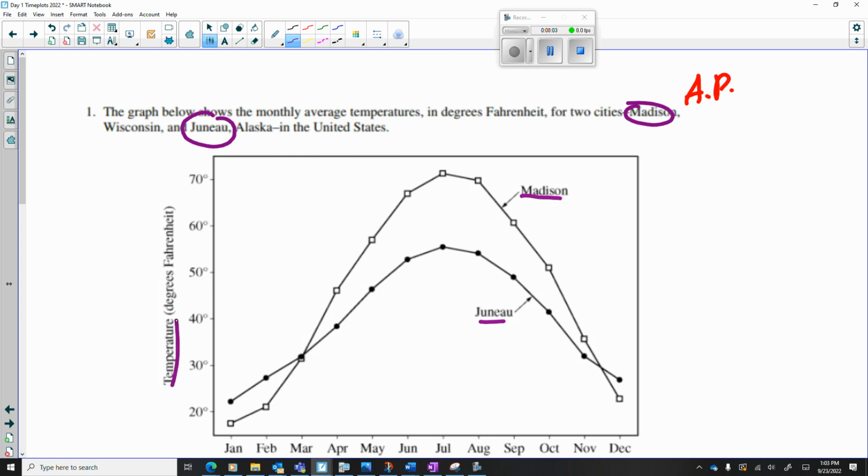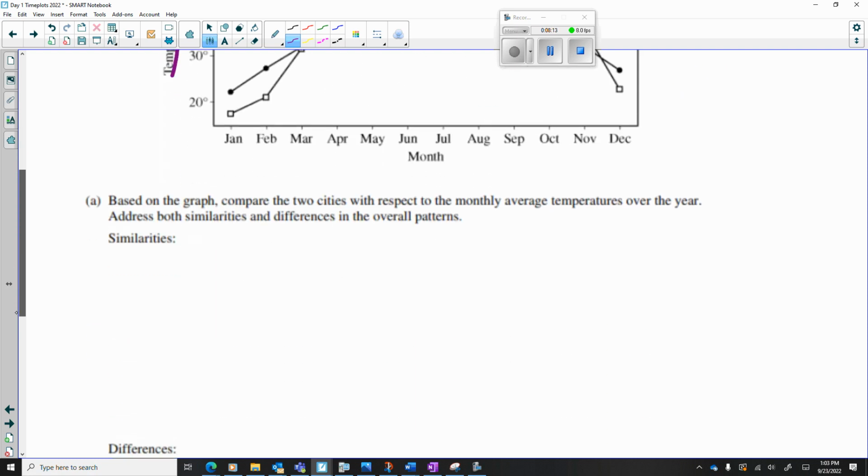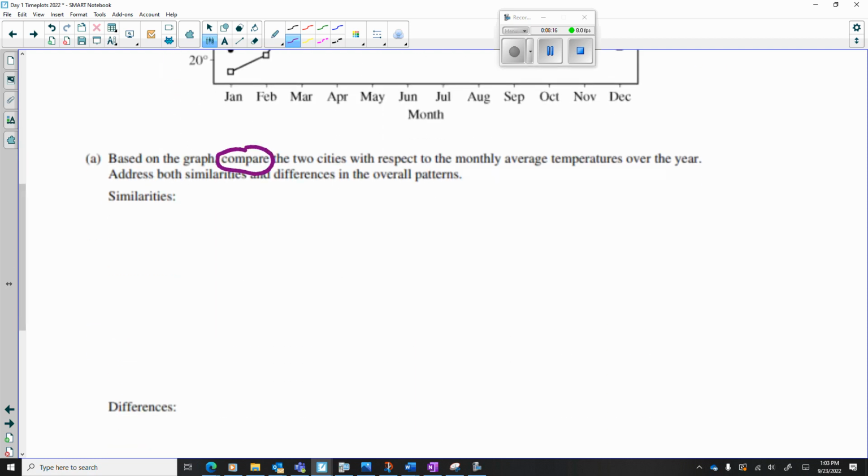So there are going to be some similarities and some differences. So think about Alaska and the temperature versus Wisconsin and the temperature. And it says, based on the graph, compare the two cities. So we need to use similarities and differences, which it says here and here. With respect to the monthly average temperatures, talk about some similarities and differences.